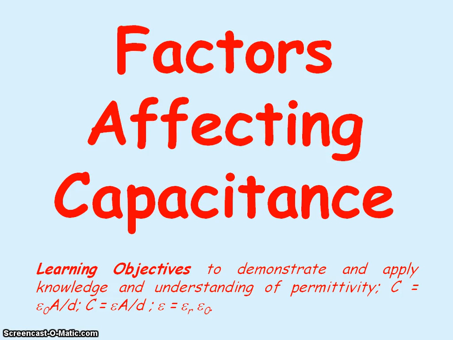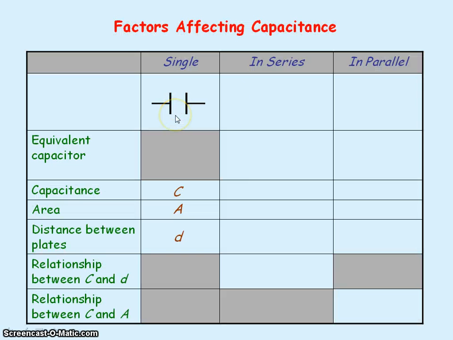We're going to be looking at factors affecting capacitance. If we consider a single capacitor which has capacitance C and area of overlap between the parallel plates as A, and the distance between the parallel plates is D.